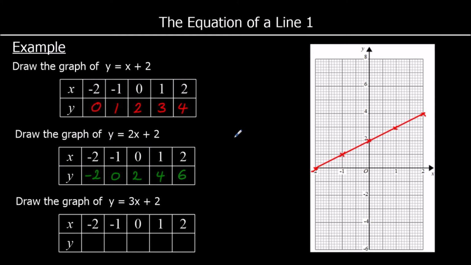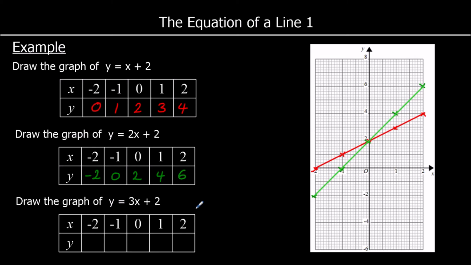And again, we've got our coordinates. So we can plot them: negative 2, negative 2, negative 1, 0, 0, 2, 1, 4, and 2, 6. So let's join these up with a straight line. And that is our second graph. And the last one, y equals 3x plus 2.